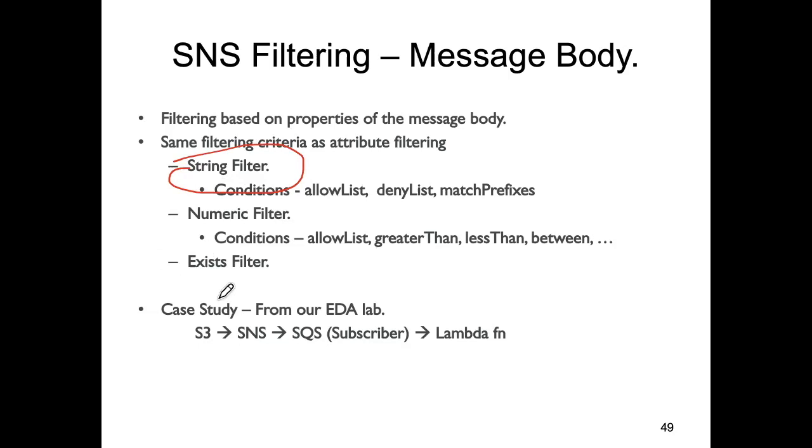Now, to illustrate message body-based filtering, we're just going to use the EDA lab that you submitted during the week. And I'm just taking one part of the architecture that we built up in the lab. So we had an S3 bucket publishing to SNS. SNS had a number of subscribers. One of them was an SQS queue, and that SQS queue then was polled by a Lambda.